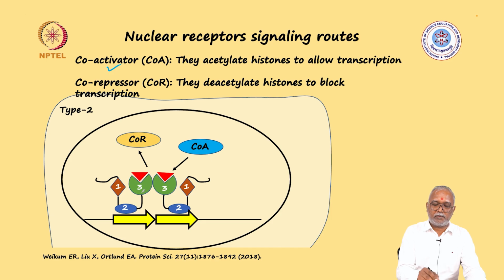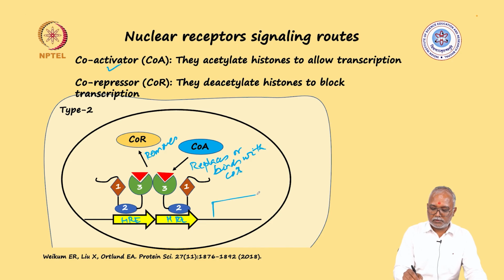So in brief, the co-activator is bound only when the ligand is present. Normally the co-repressor is bound to the receptor and they are present as a heterodimer. Here the HRE elements are tandem repeats or direct repeats. When the ligand comes in and binds to the receptor, it removes the co-repressor and replaces it with the co-activator. This co-activator allows transcription.